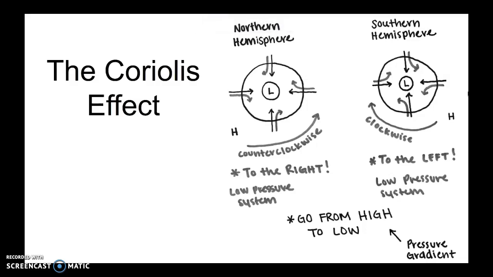The Coriolis effect describes how wind is manipulated due to the Earth's rotation. As seen in the drawing, in the northern hemisphere, wind is deflected to the right, and in the southern hemisphere, wind is deflected to the left. This is all in a low pressure system. This results in a counterclockwise rotation in the northern hemisphere and a clockwise rotation in the southern hemisphere.